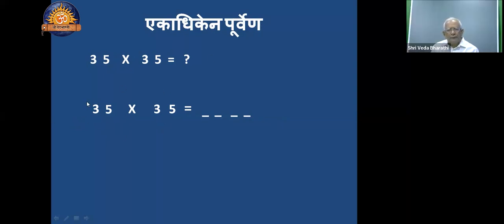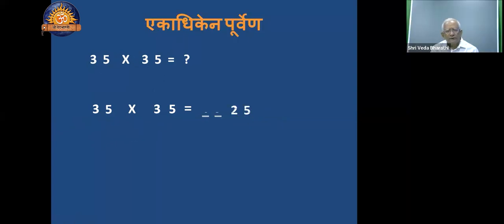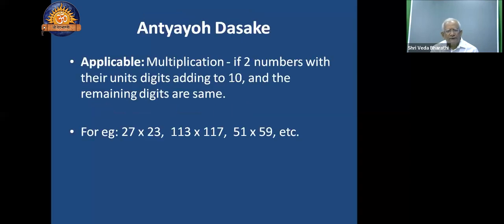Ekadhikena Purvena. Previously it was 3. Now you add ekadhika 1. It becomes 4. The second 3 will be like that. 4 threes are 12. So ultimately the answer will be 1225. A simple technique. These are all the concepts actually given through illustrations, several techniques.